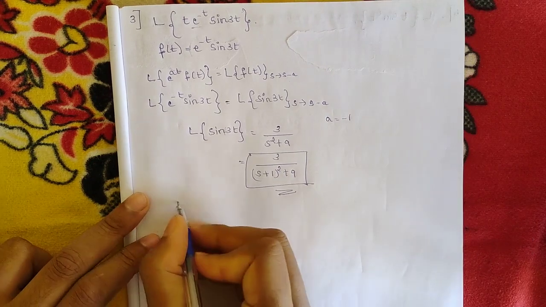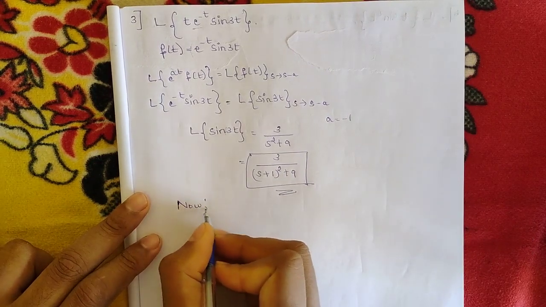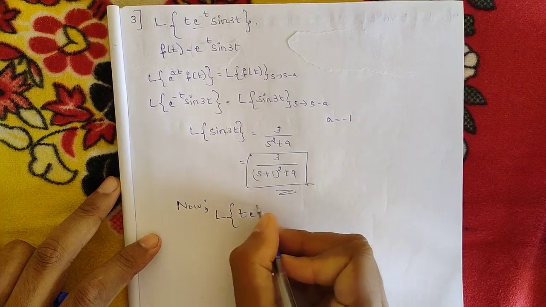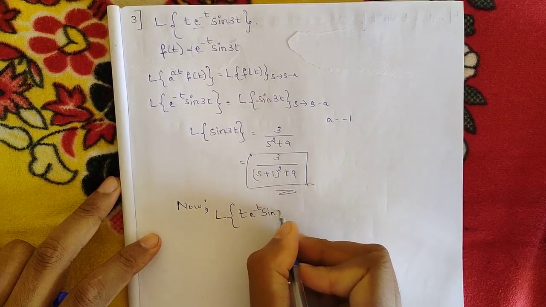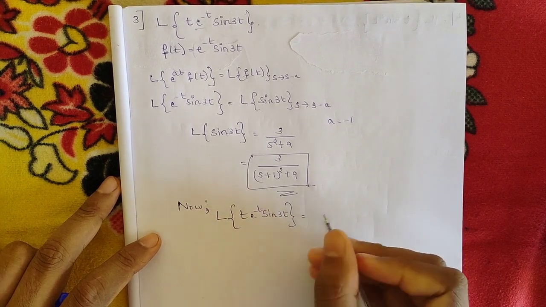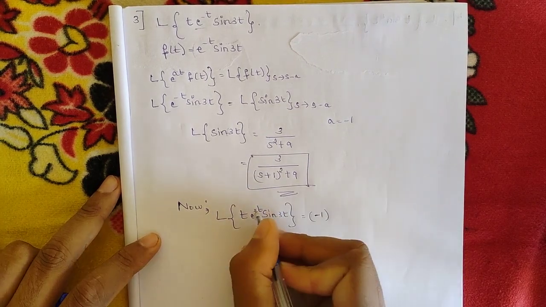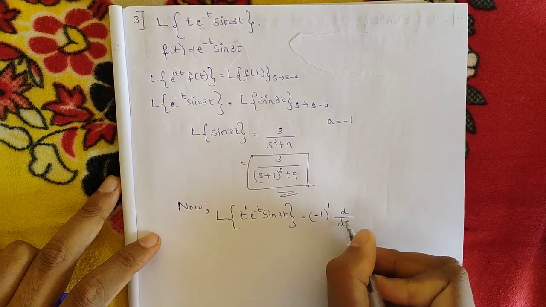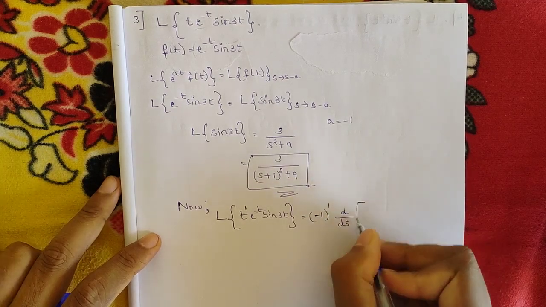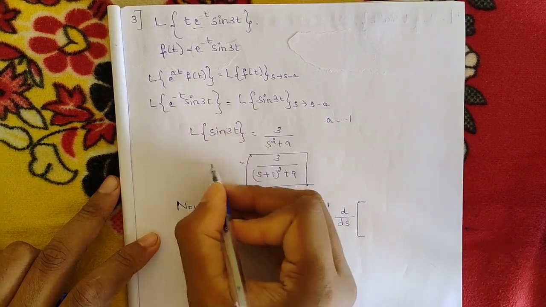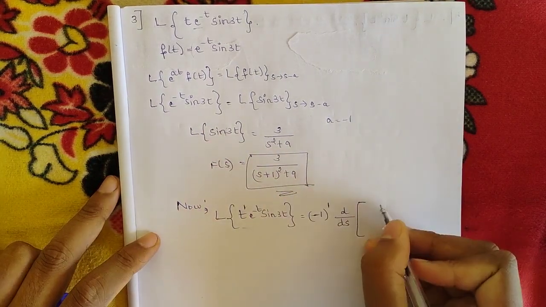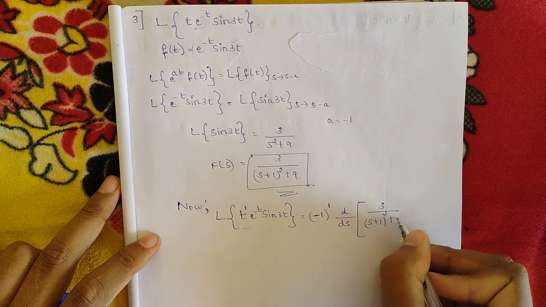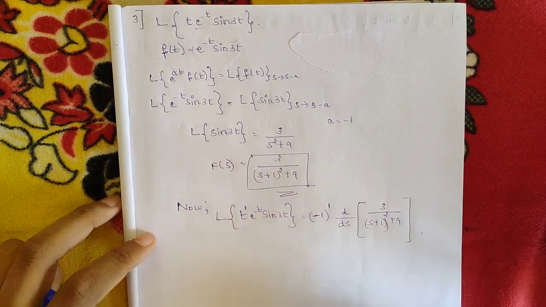so this is the answer for f of t. Now apply the differentiation by s domain shift, that is L of t into e to the power minus t sine 3t is equal to minus 1 to the power n. In place of n, what we are having is 1, d by ds, okay, the first derivative, into this term, whatever f of s we have got. Okay, 3 divided by s plus 1 the whole square plus 9.